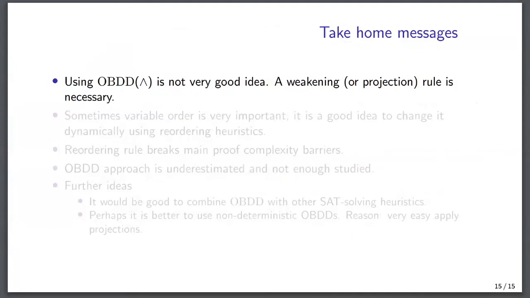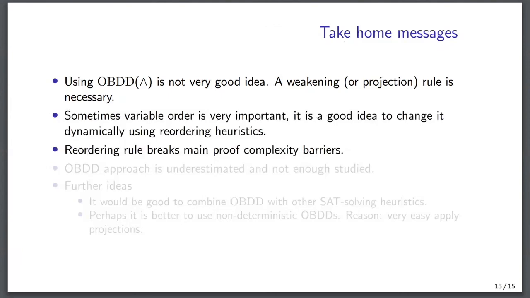Okay, and my last slide, take-home messages. First message: using only the conjunction rule is not a good idea. A weakening or projection rule should be used if you want to solve interesting instances. Sometimes the reordering rule, the order of variables, is important, and dynamic reordering may be a good idea, and adding the reordering rule breaks proof complexity barriers.